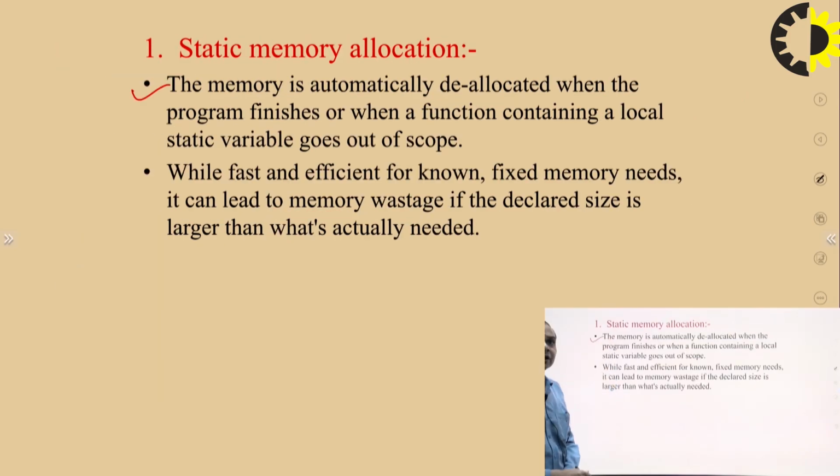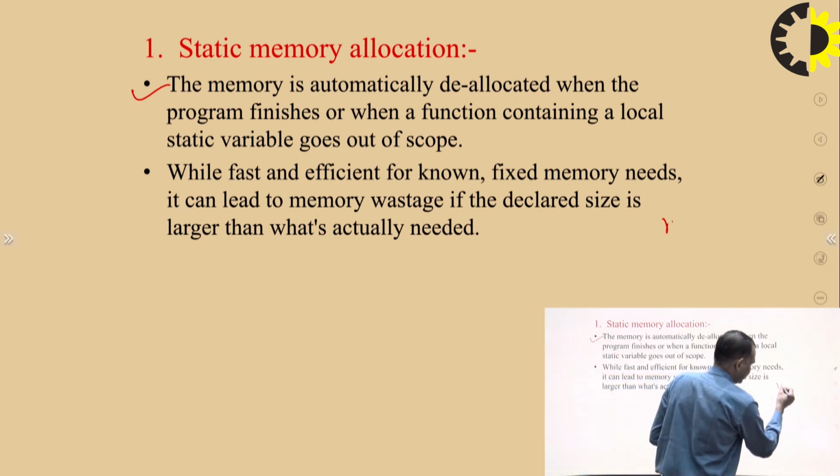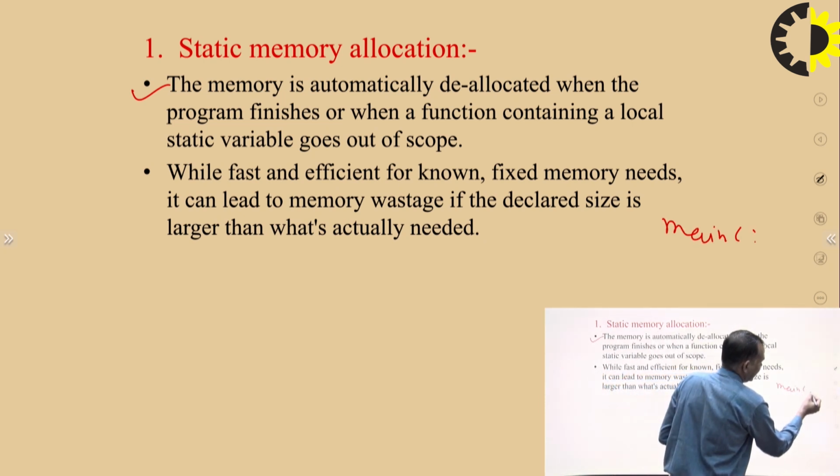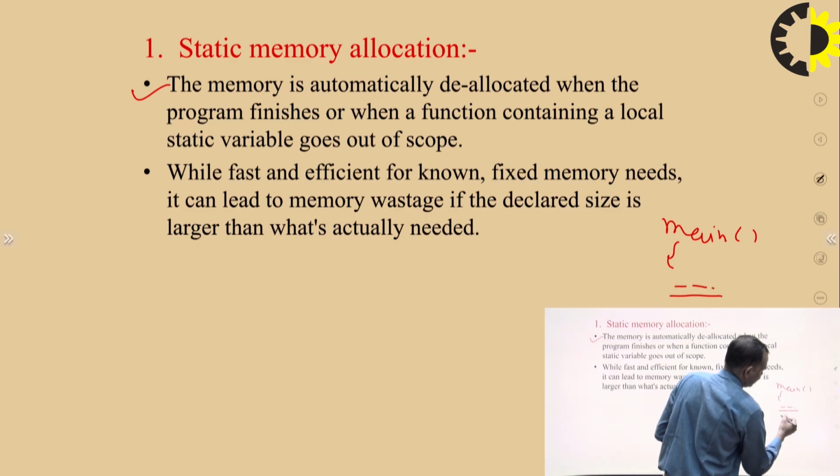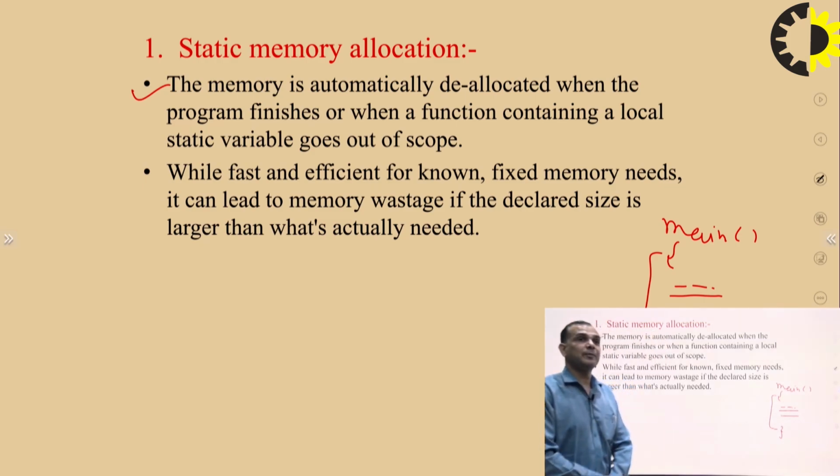The memory is automatically deallocated when the program finishes, or when the function containing a local static variable goes out of scope. Suppose we write a program and start executing it. When the execution is finished, the memory is automatically deallocated when the program finishes. Automatically it will be deallocated.